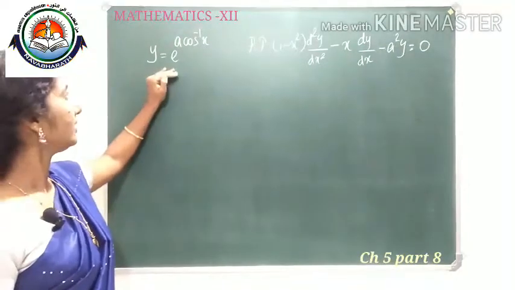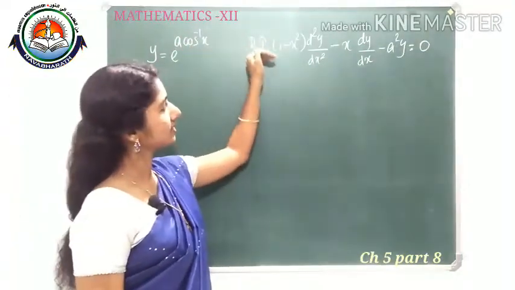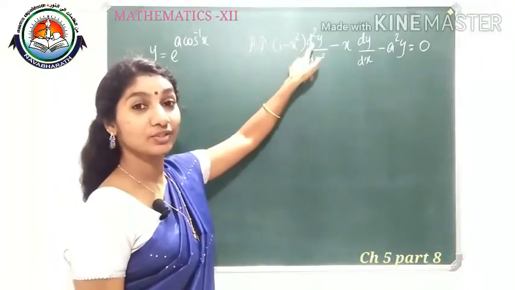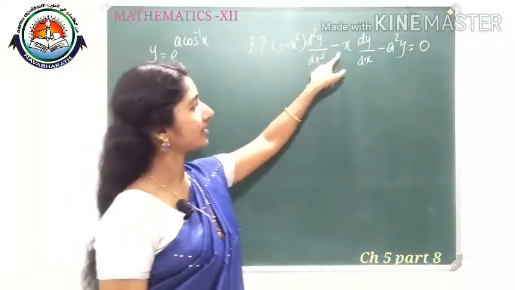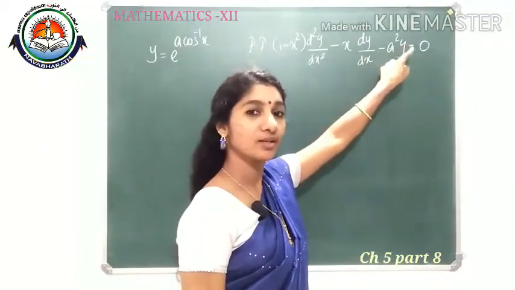We have another problem. y equal to e raised to a cos inverse of x. Prove that (1 minus x square) into d2y by dx2 minus x dy by dx minus a square y equal to 0.